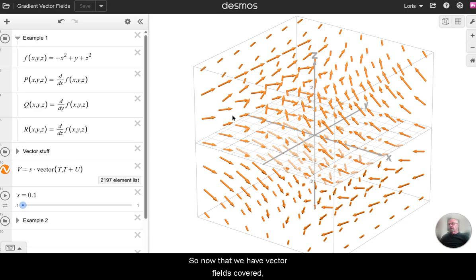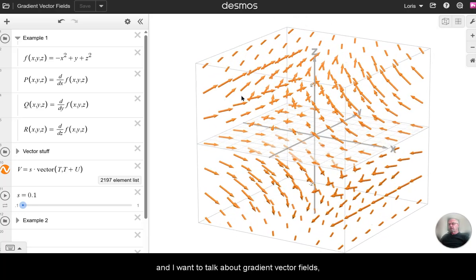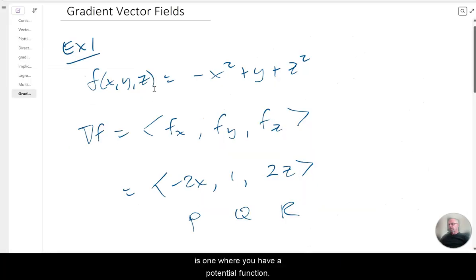So now that we have vector fields covered, I want to talk about gradient vector fields. What I have here is example one. A gradient vector field, remember, is one where you have a potential function. Let's just call it a function here. It's a scalar function. It's essentially a surface of some sort. And then you have the gradient for the surface, which is the vector of partial derivatives.